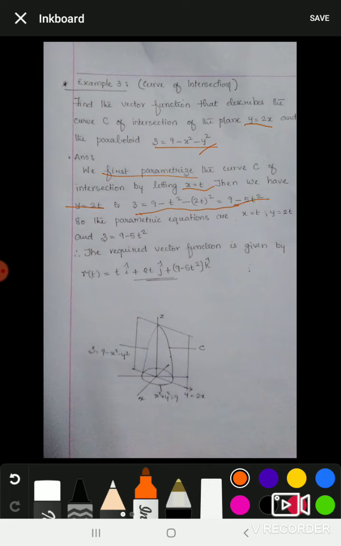So z is equal to 9 minus 5t square. So we get all the parametric equations needed, that is x is equal to t, y is equal to 2t, and z is equal to 9 minus 5t square. So we can easily write the vector function. So what is the vector function?